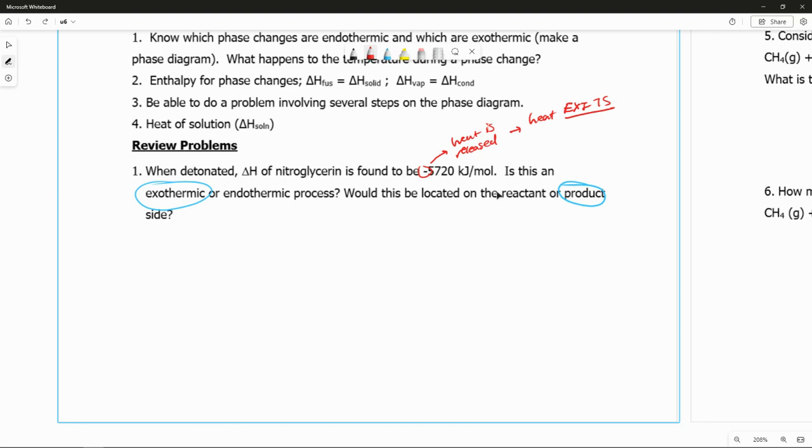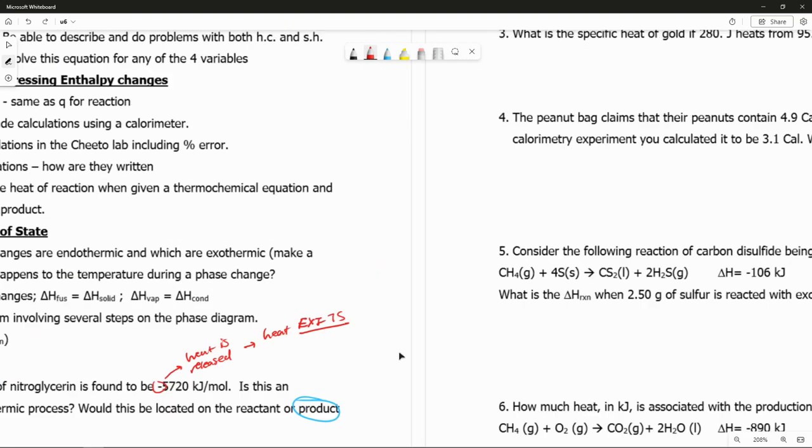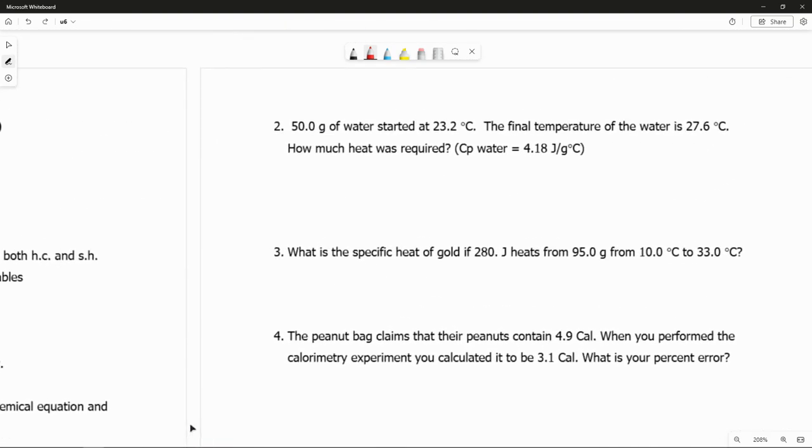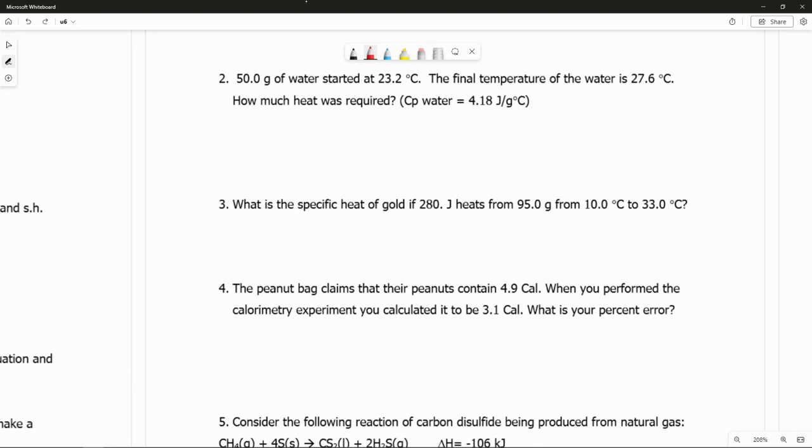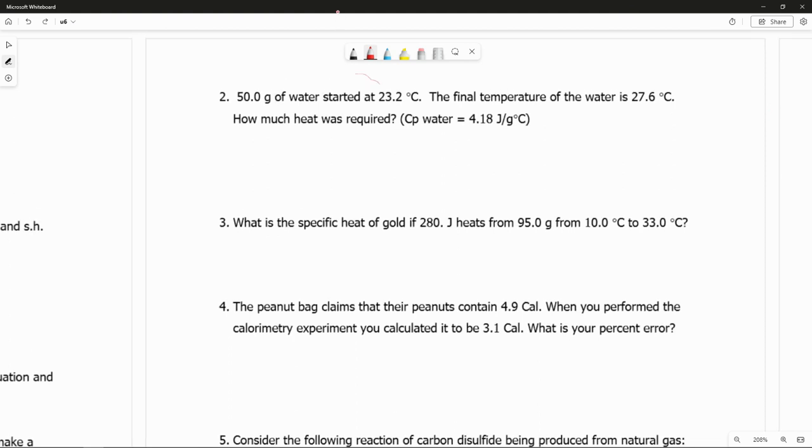Moving on, let's try to go through question 2. All right, 50 grams of water started at 23.2 degrees Celsius. The final temperature of the water is 27.6. So we already know that, let's scroll up a little bit. We have our initial T, temperature initial, and we have the final temperature as 27.6. How much heat was required? Heat unit is always Q in chemistry, and it gives us this C value.